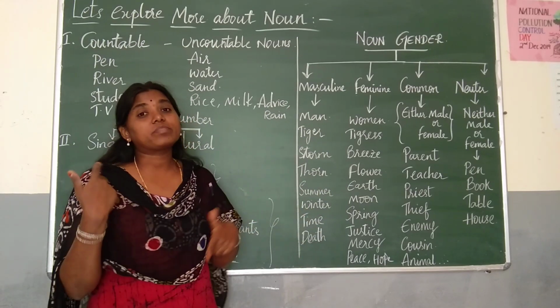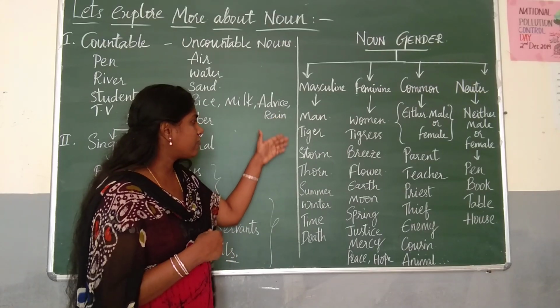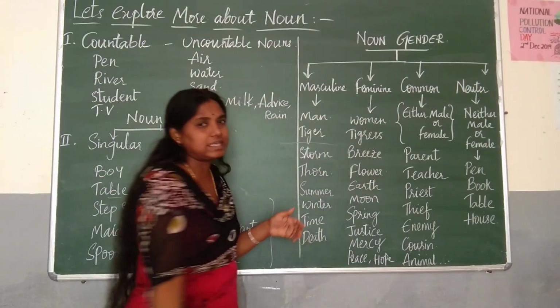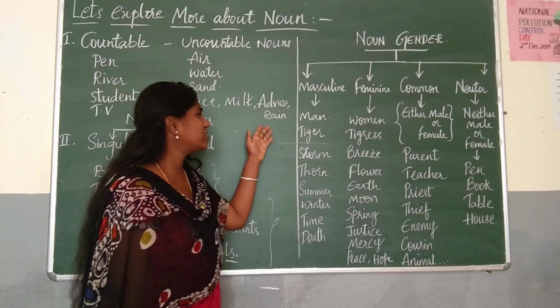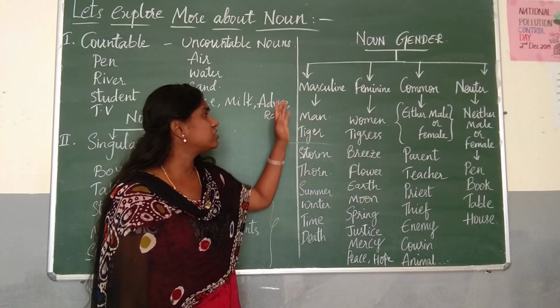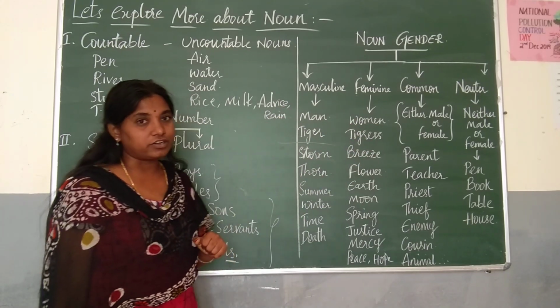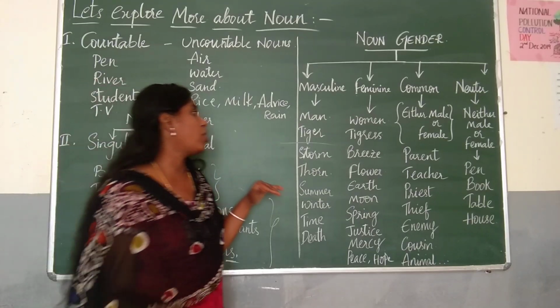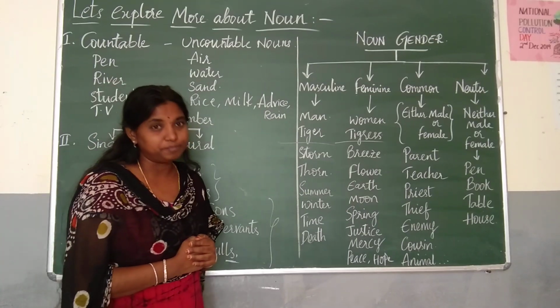But there is something more to learn about this masculine gender. Here I have written very simple things. Simple things will be very few in my classes. So man comes under masculine gender, at the same time woman comes under feminine gender. Tiger comes under masculine and tigress comes under feminine gender. Now let's explore more about this masculine and feminine gender.